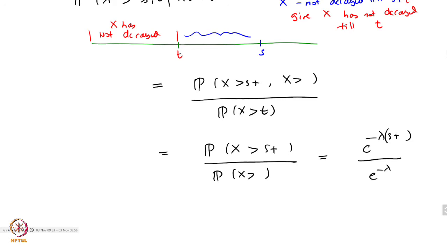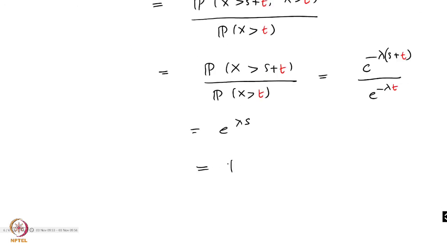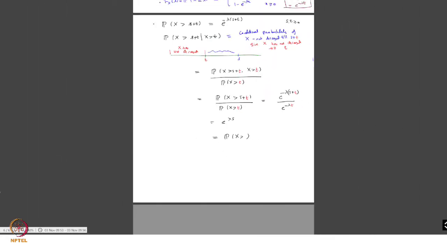So the idea was that x is bigger than s plus t, given x is bigger than t. This is what we had, and here we have this. So now that means the t goes away, and all I'm left with is e to the minus lambda s. But if you stare a little bit, what is that? That's the same as x is bigger than s. So what have we shown?